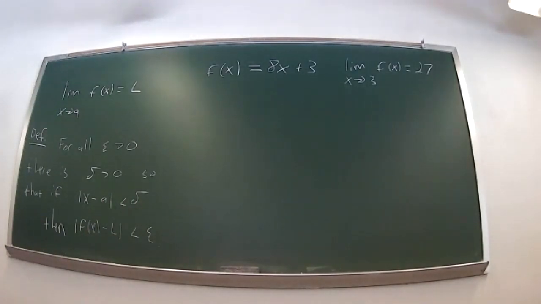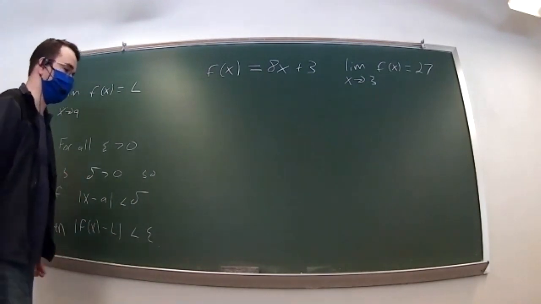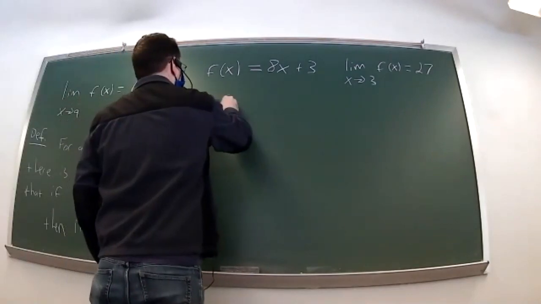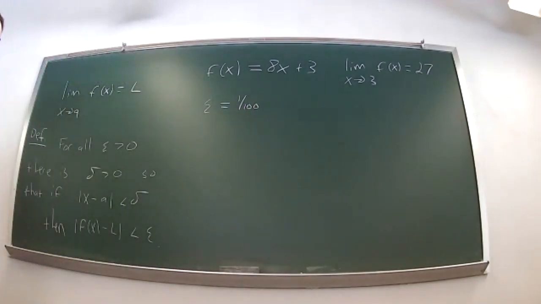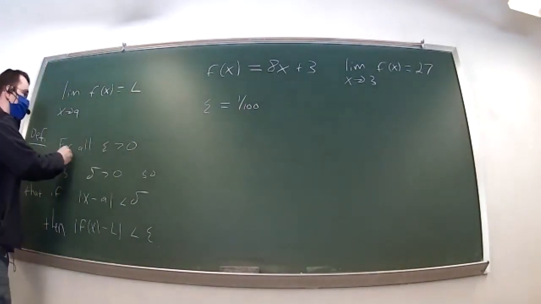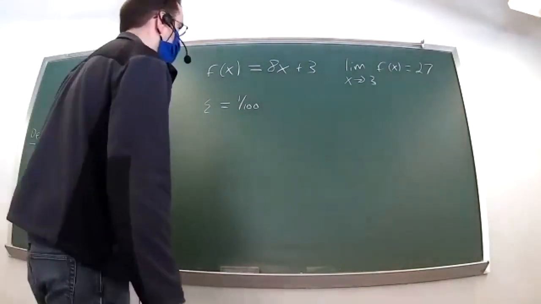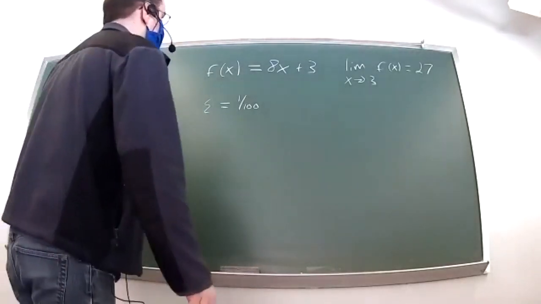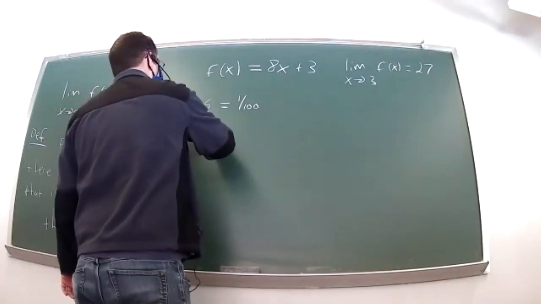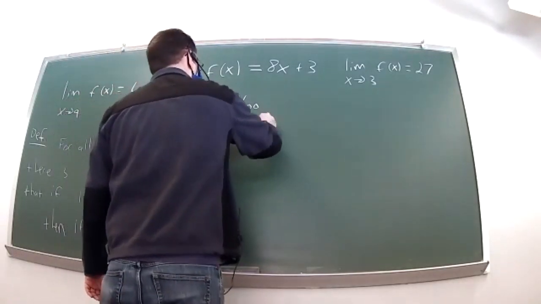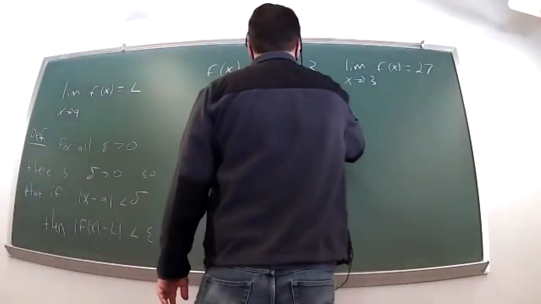epsilon. So what I want to do, instead of working with the formal definition first, let's work with some actual numbers. So let's take epsilon equals 1 over 100. So this has to be true for every epsilon no matter what, but that means that in particular it should be true for epsilon equals 1 over 100. And now let's look at the quantity f of x minus L.